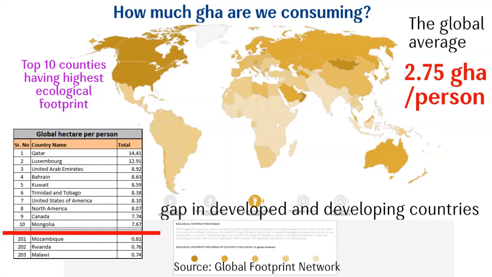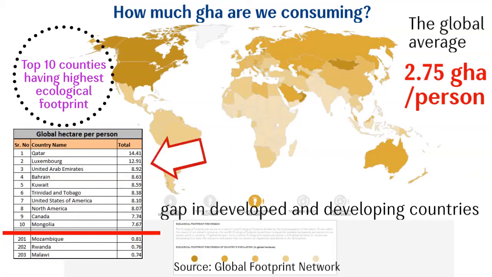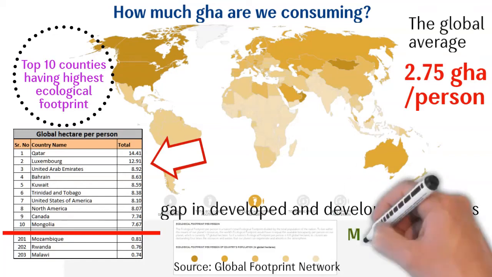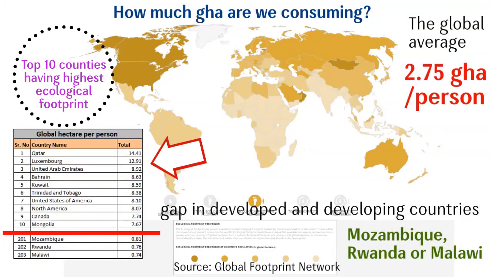Let's see how. These are the top 10 countries having the highest ecological footprint. One person in Qatar is using as much as 14.5 global hectares of resources. And compare this with Mozambique, Rwanda or Malawi, in which one person consumes only a quarter of a hectare.